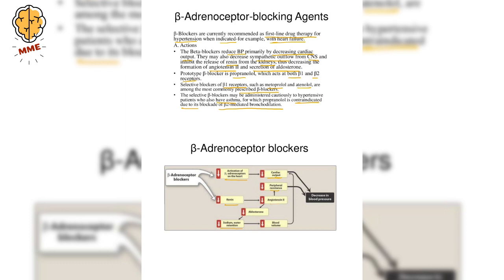Now, as you have seen, by administering beta adrenal receptor blockers, we are decreasing activation of beta 1 receptors on the heart and decreasing renin. Decreasing activation of beta 1 receptors on the heart will decrease cardiac output, which will decrease blood pressure. Decrease in renin will decrease angiotensin 2, that will decrease aldosterone, which will in turn decrease sodium and water retention, blood volume, peripheral resistance, and this will decrease blood pressure in total.